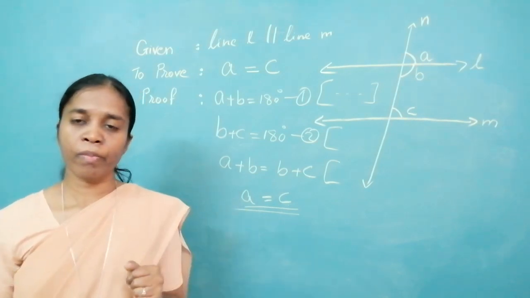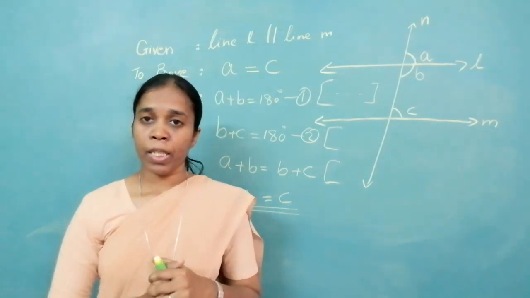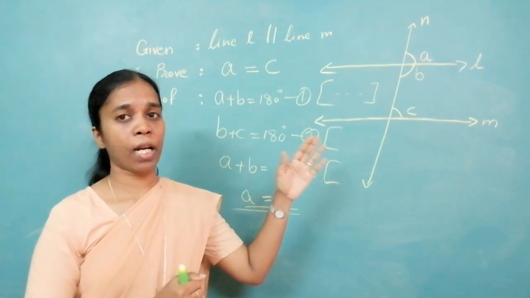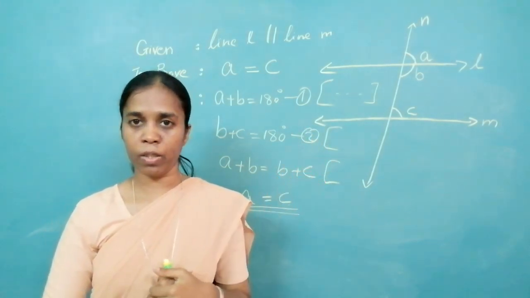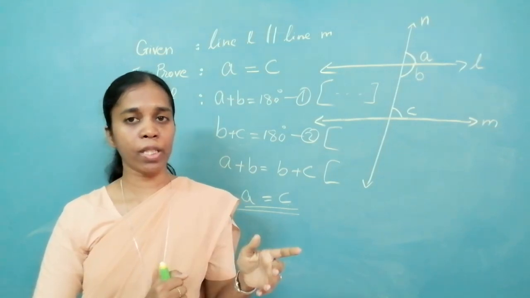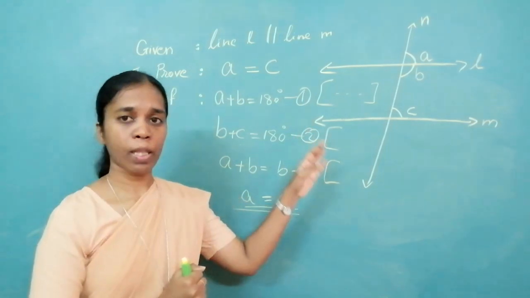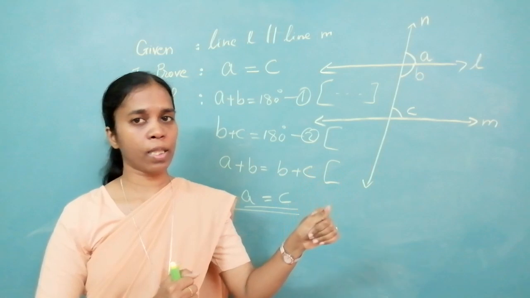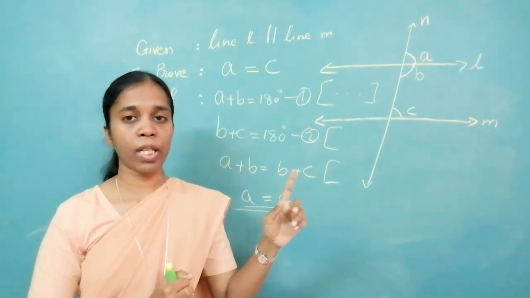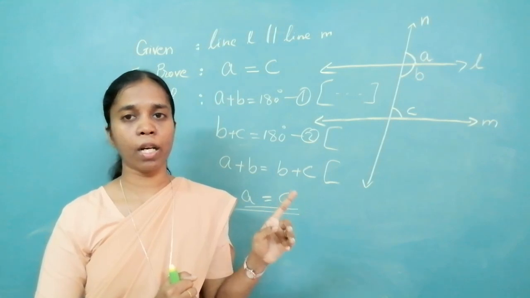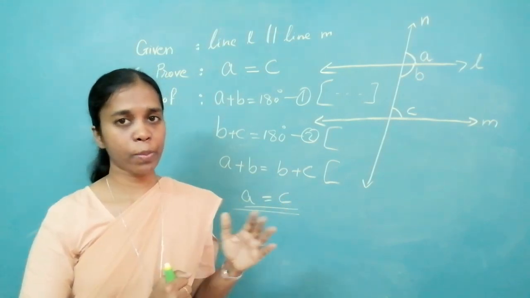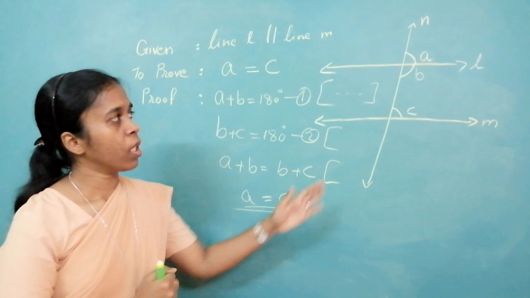That's all. So what is the theorem saying? If the lines are parallel, then the corresponding angles are congruent. Okay. So we have learnt now two theorems. If the lines are parallel, interior angles are supplementary. Next, if the lines are parallel, then the corresponding angles are congruent. I suppose this is clear to everyone.